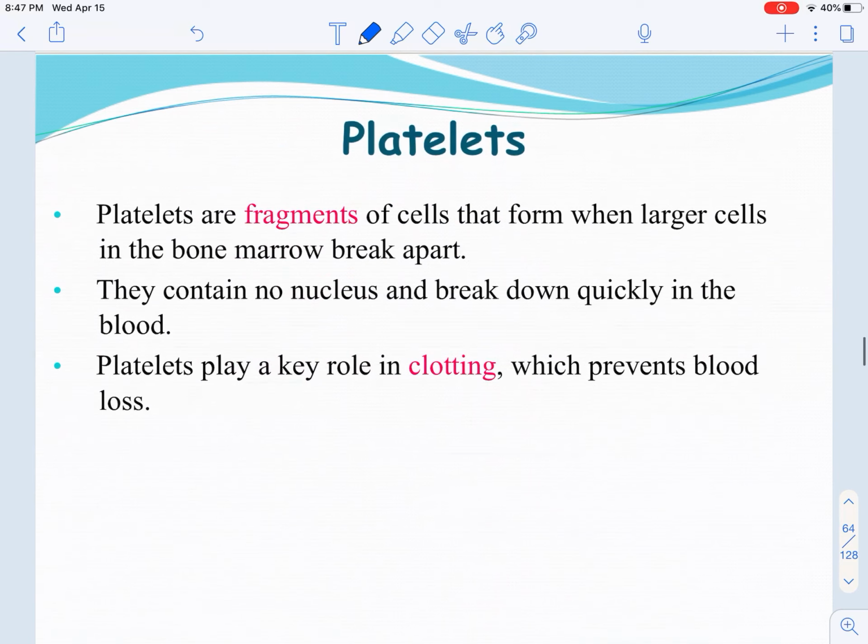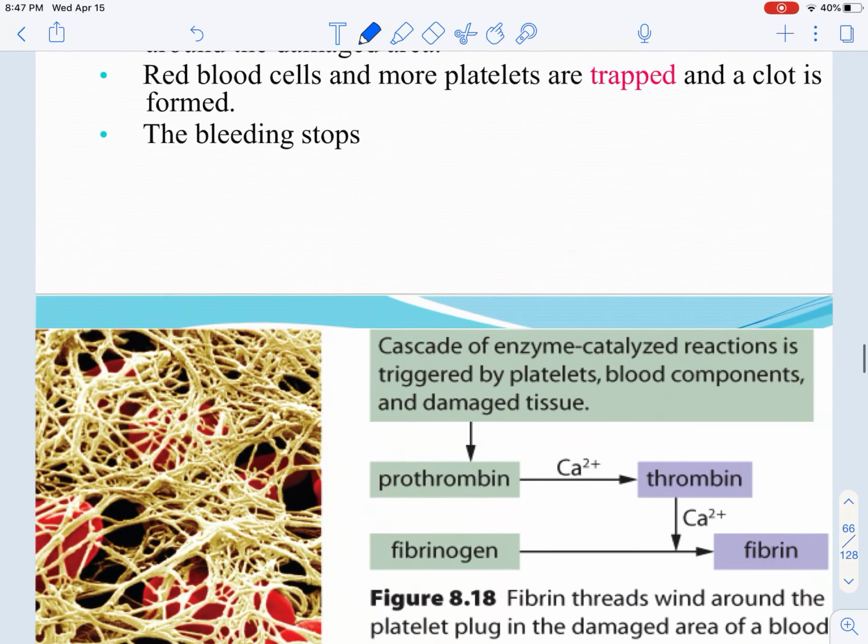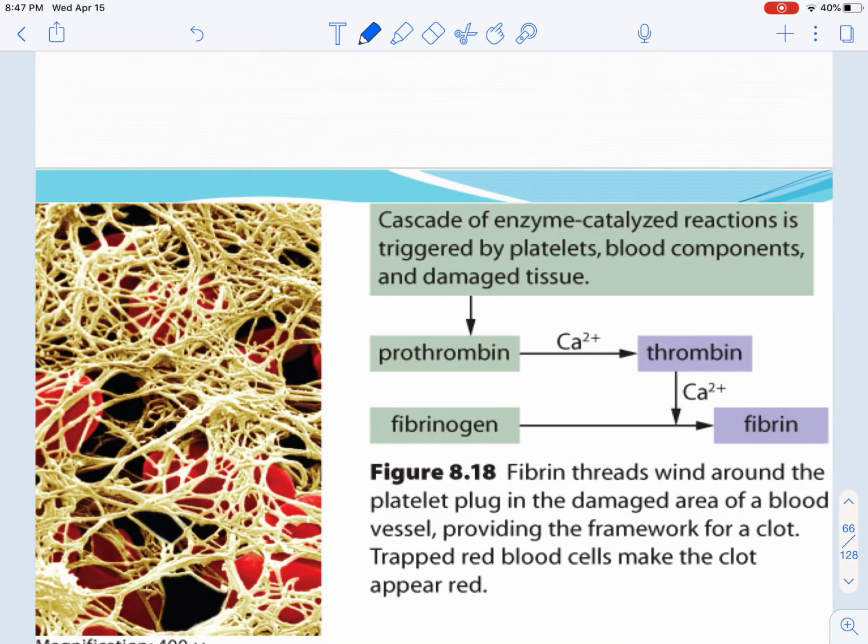So platelets are next. These are little fragments of cells, and they do not have a nucleus either, so they are formed from the bone marrow as well. But their clotting reaction that happens is that we're trying to stop a bleed somewhere in the body.